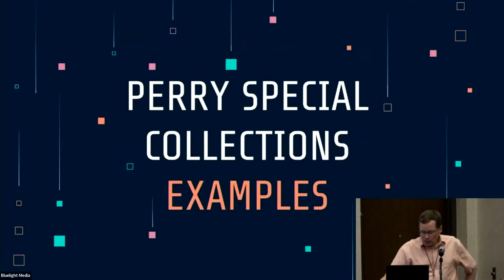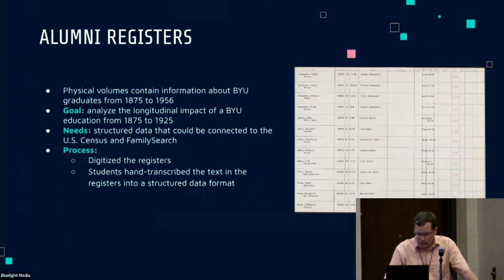So let's turn to some examples in the Perry Special Collections. And the first example I'm going to highlight, and then I'll turn it over to Corey, is a project that involved our alumni records. About a year and a half ago, Corey and I became really interested in figuring out, was there a way that we could use some data in what we call affectionately our alumni registers. These are registers that were created by the Alumni Association, and they contain all kinds of information about BYU students. You would be surprised and maybe even shocked in some cases about the things that your Alumni Association knows about you.